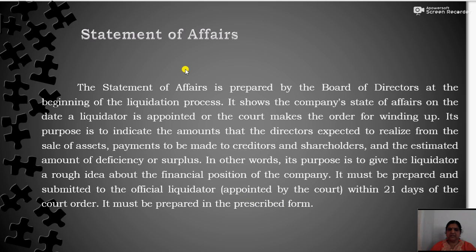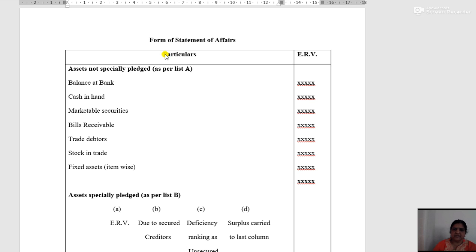So there is a prescribed form for the preparation of statement of affairs. This is the form of statement of affairs. So first is particulars and expected realizable value. So the first item, assets not specifically pledged. So this is as per list A. There are certain lists to be prepared, and those lists we will see later.